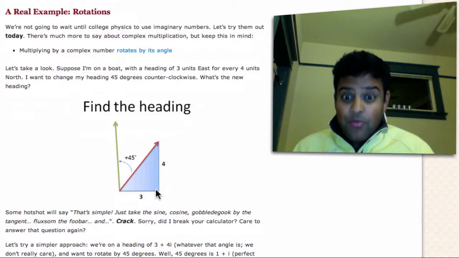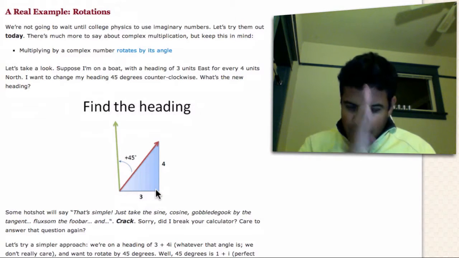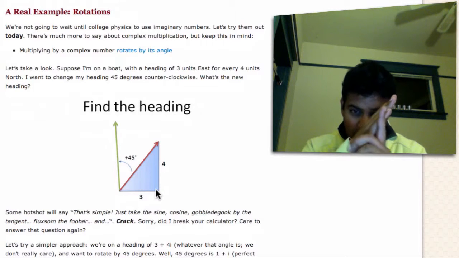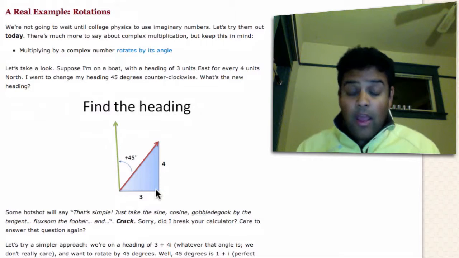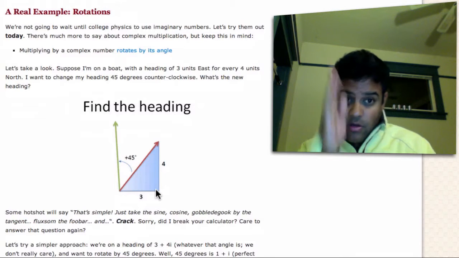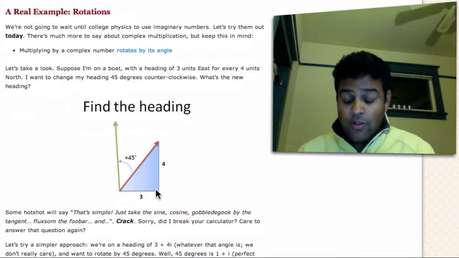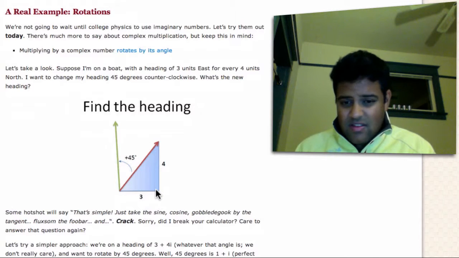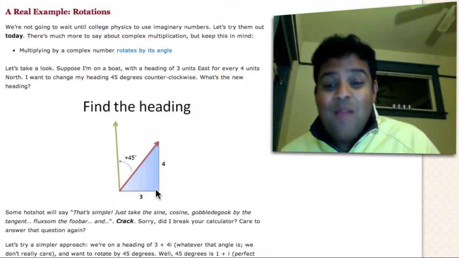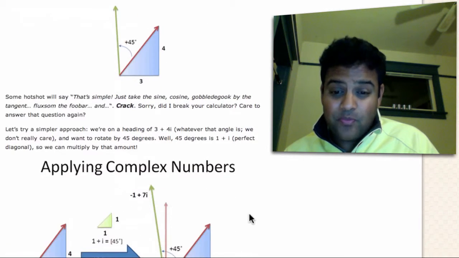I mean, really, okay, I'm on 3 and 4. This is my heading, and I want to turn it 45 degrees. What is that new heading? You can give me an angle if you like, or you could give me a new trajectory. That's fine. But without a calculator, it's actually kind of difficult because you just don't have much to work with. But we have imaginary numbers to the rescue.